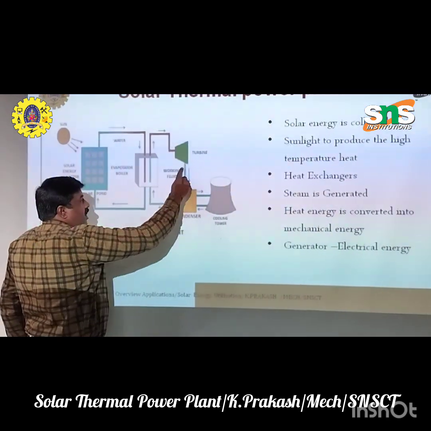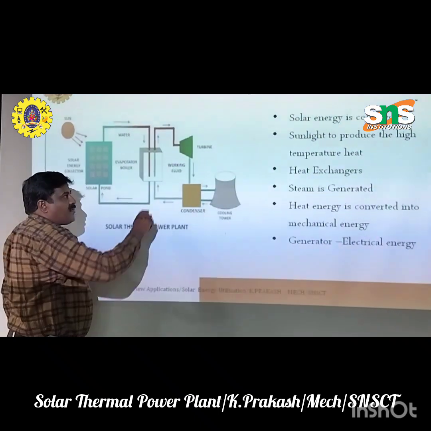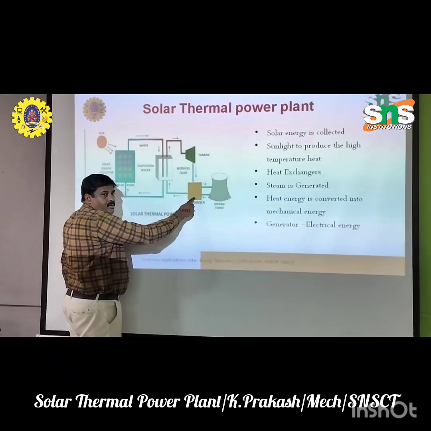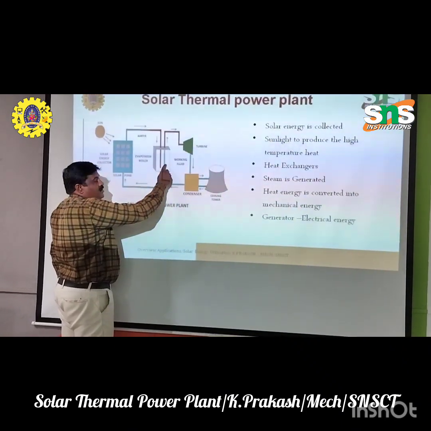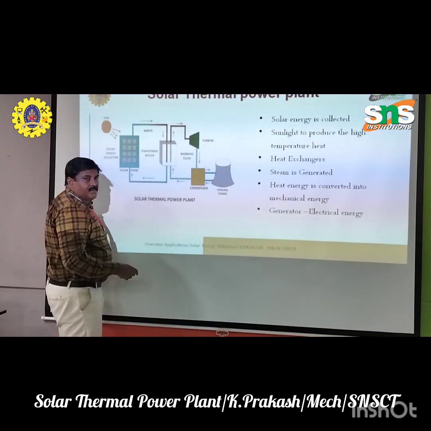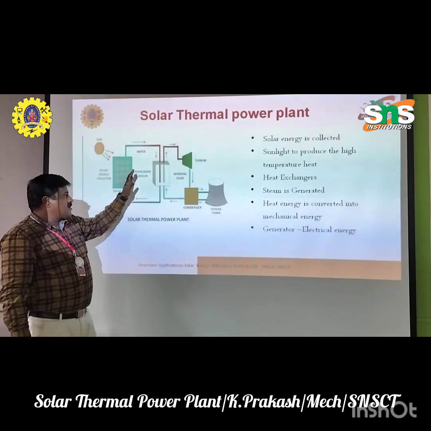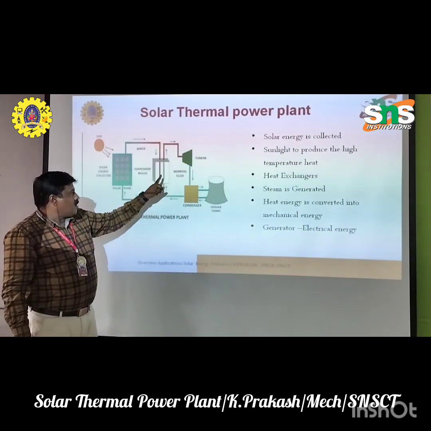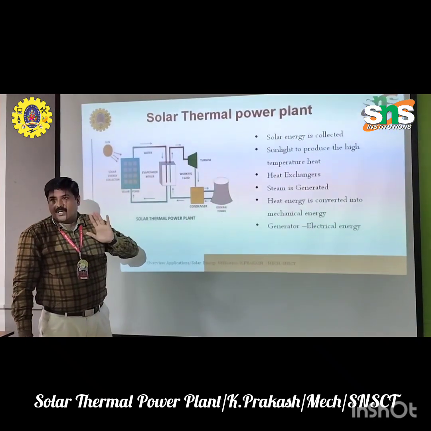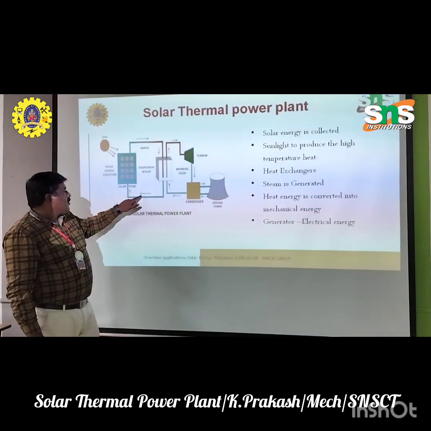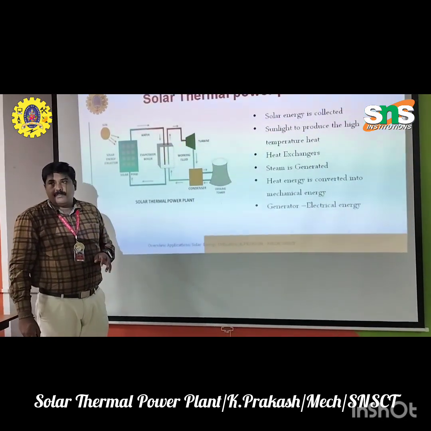This steam is expanded in the turbine. The turbine drives the generator, so power is produced. After the expansion process, the steam is converted into water, completely into liquid. Again the liquid comes here, absorbs the heat, becomes steam, and rotates the turbine, so power is produced. This process is continuous. Initially water is converted into steam, so we need heat, and that heat is supplied with the help of a working fluid through the solar radiation. So this is the working of a solar thermal power plant. Thank you.